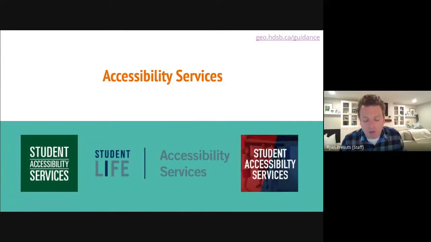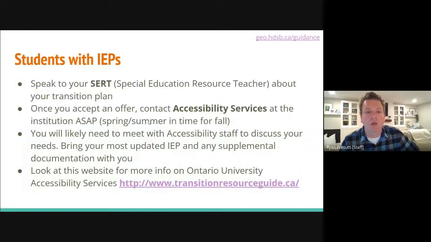In terms of accessibility services, each and every college and each and every university across the province will have an accessibility services office. So unfortunately, an IEP, an individualized education plan, does not transfer automatically to a post-secondary school, college, or university.